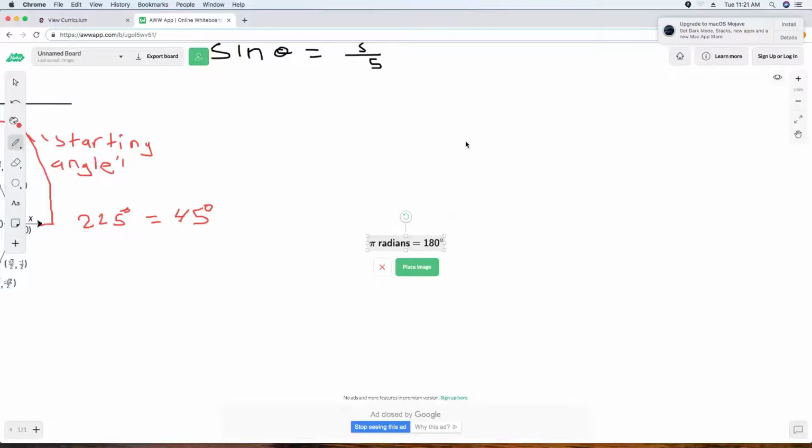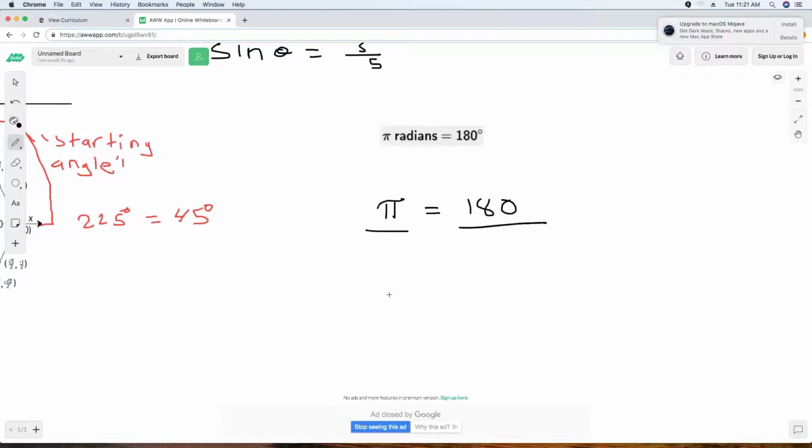All right, so what you're going to do, you're going to form equivalent ratios. You're going to take the formula that they give you. I'm not going to include the word radians. I'll just write pi is equal to 180. And I'm going to include the radians that they give me, which is 9 over 4 pi.